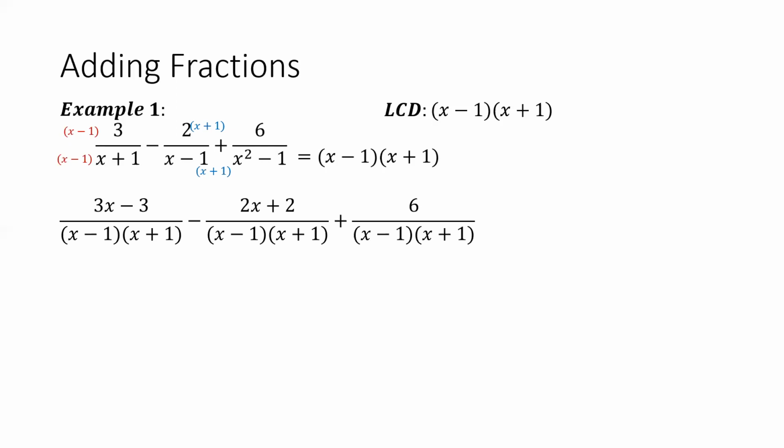You could put it back to x squared minus 1, but there's a couple of issues with that. One, it's going to seem like you actually don't have all common denominators. And two, it's going to be harder to see when things cancel. So just leave it in factored form.